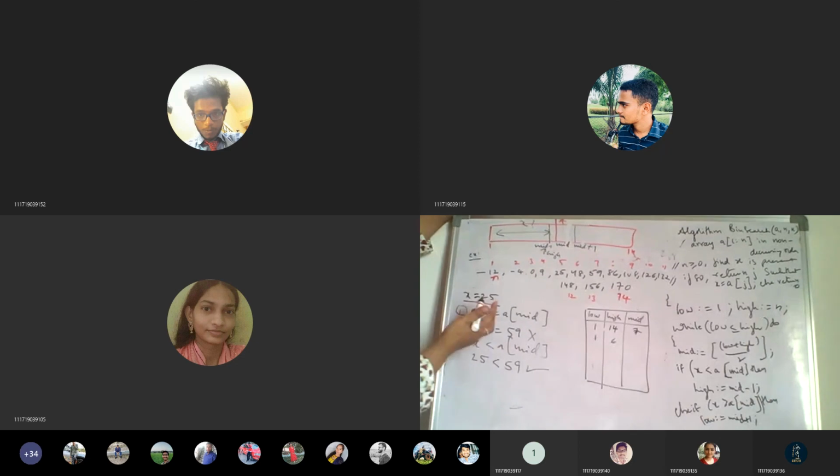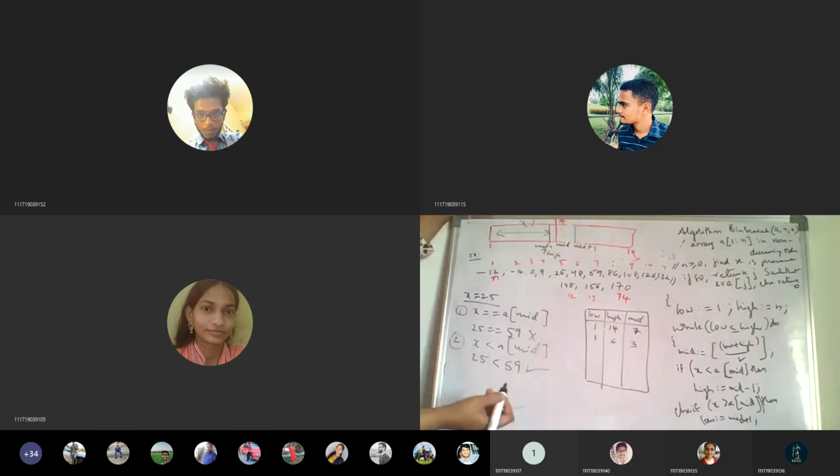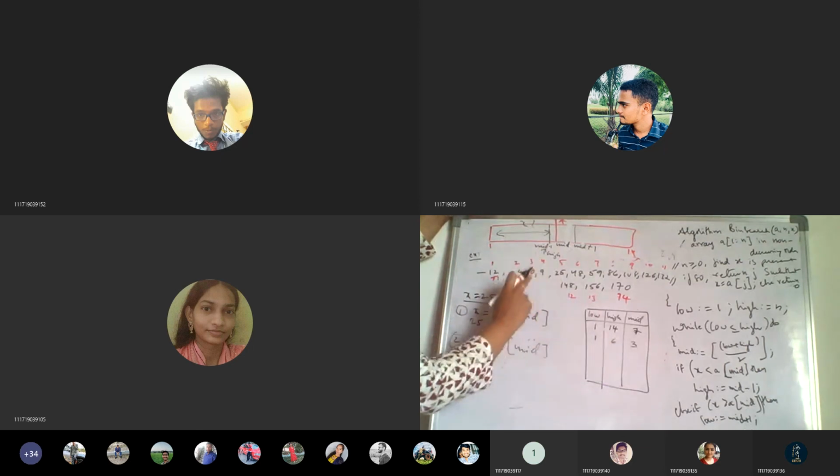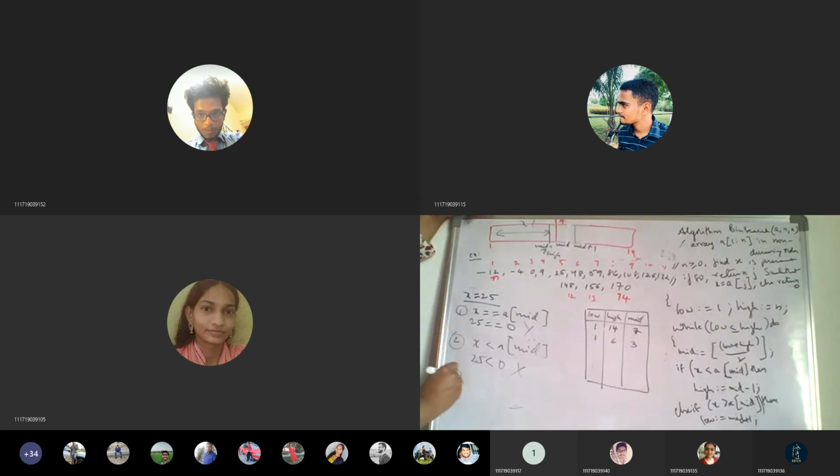In the lower elements list, you are able to find it. So 1 plus 6 by 2, that is 7 by 2, which is 3. So our mid value will now be 3. Now x is equal to 25, so let's check the condition. A of 3 is 0. Is 25 equal to 0? No. Is 25 less than 0? No.